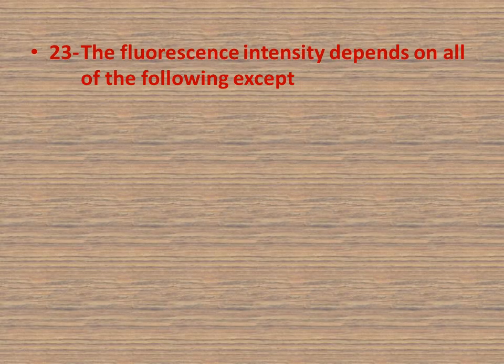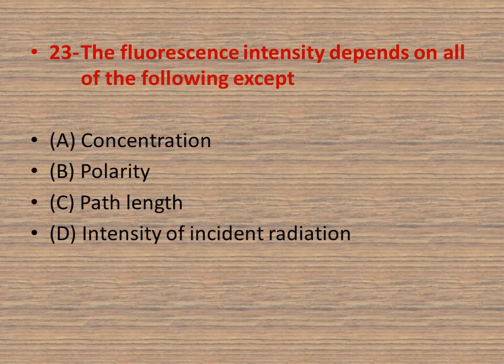Then question number 23. The fluorescence intensity depends on all of the following except. Let's see the options. A is the concentration, B is the polarity, C is the path length, while D is the intensity of incident radiation. So let's see what is the right answer. So right answer is option B, that is polarity. So fluorescence intensity doesn't depend on polarity of the sample.